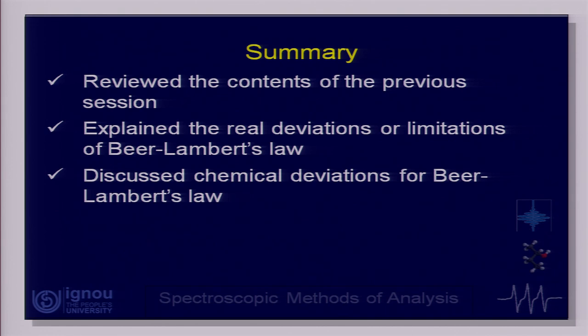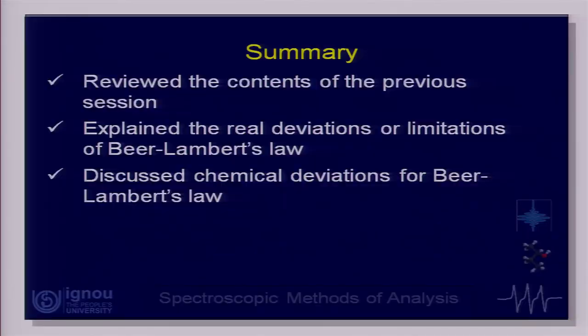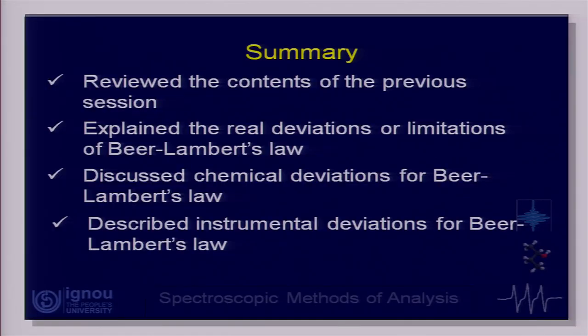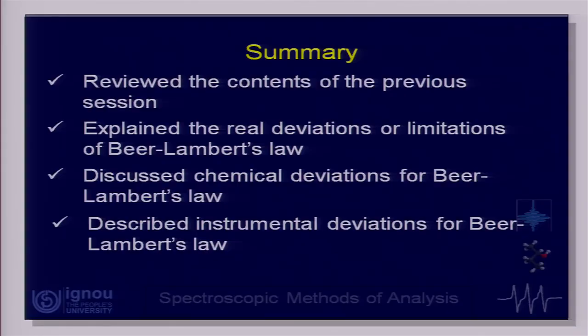In this context, we focused attention on the hydrogen ion concentration and also the complexation, association or dissociation of the analyte and things like that. And then towards the end, we described the instrumental deviations, that is the deviations from the Beer-Lambert law as a consequence of the way we make measurements, the tools we use for measurement, that is the instrument used or the kind of cuvettes we are using, and so on. In the next session, we will talk about the instrumentation required for making measurements in UV visible spectrometry.